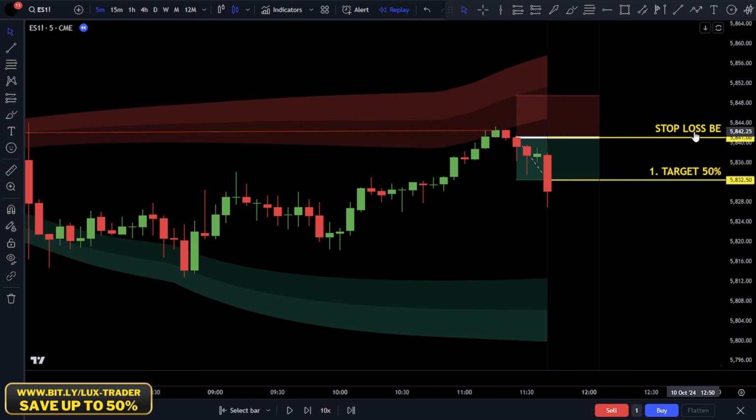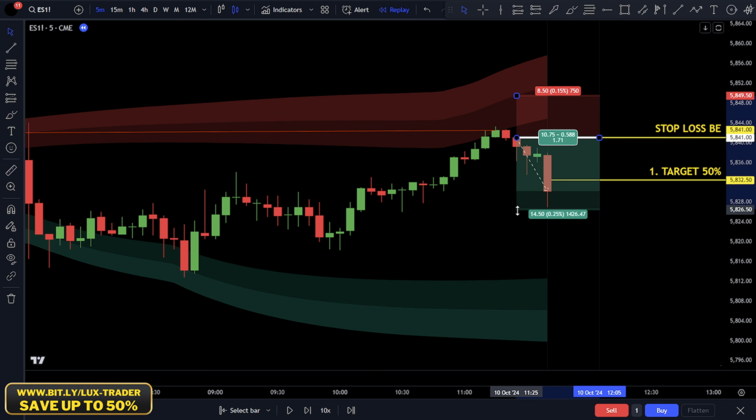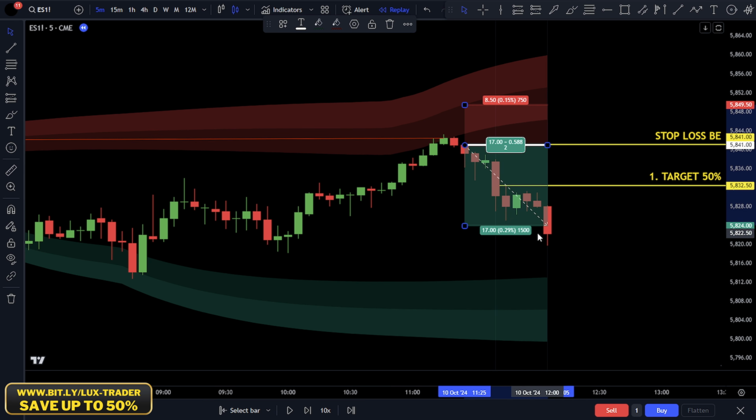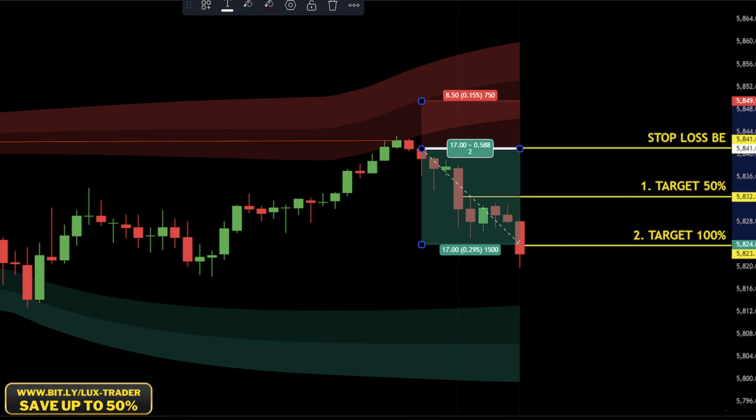First, aim for a 1-to-1 risk-reward ratio. When the price reaches this level, close 50% of your position and adjust your stop loss to break even. For the second take profit, target a 1-to-2 risk-reward ratio to lock in more profit while managing your risk effectively.